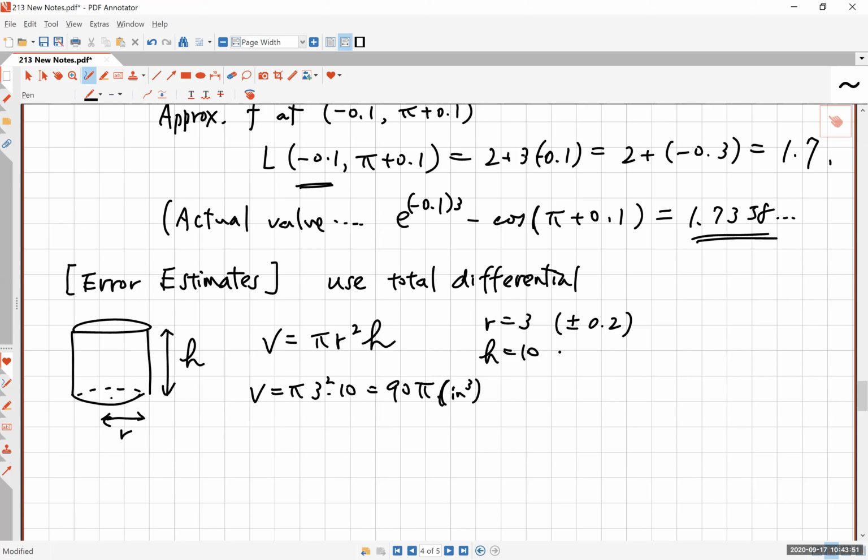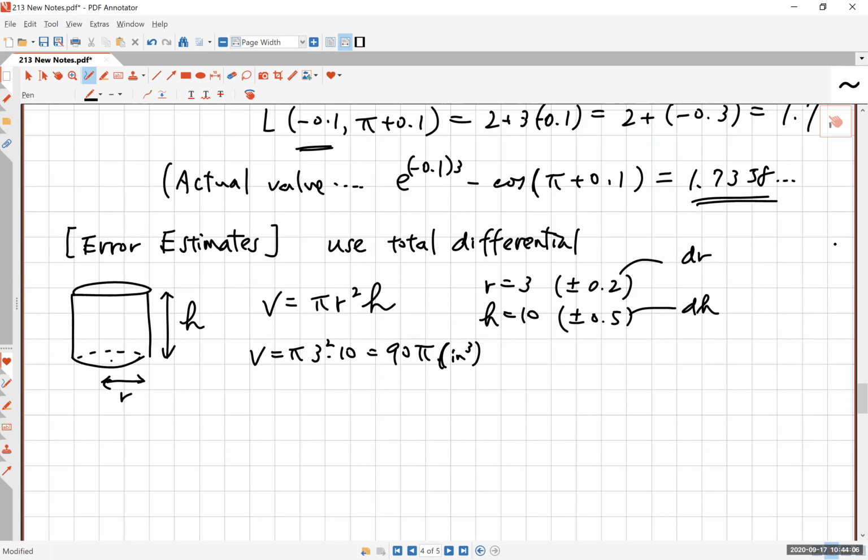Okay, that's a possibility. And this, by the way, is our differential dr. Okay, and 10, I said 10 inches, but because we are human, it could actually be off by 5 inches. This is our dh. So in that case, how are we gonna figure out what the range is? How much can the volume of 90 pi cubic inches be off by, right? So that's the question that we'll be asking.